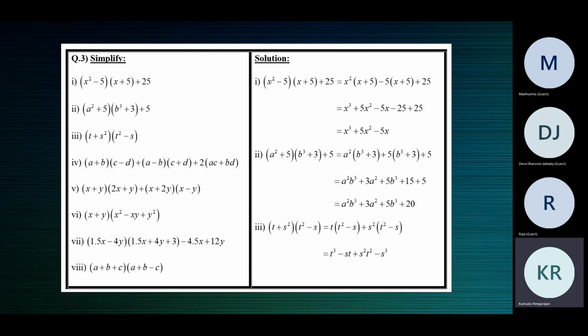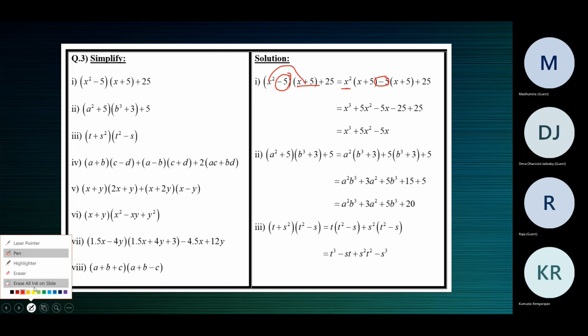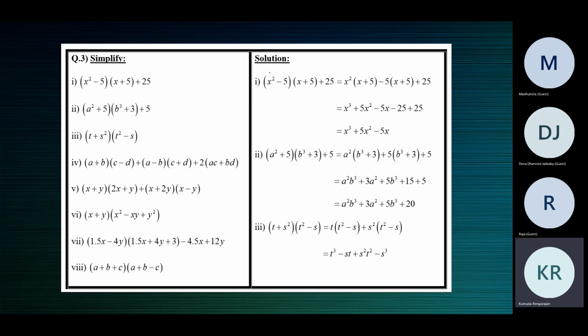It's like the first term, x squared, of the first bracket multiplied by the second bracket x plus 5. Then minus 5 of the first bracket multiplied by the second bracket x plus 5. So the first term x squared into x plus 5, minus the second term 5 into x plus 5. That's what you see here.